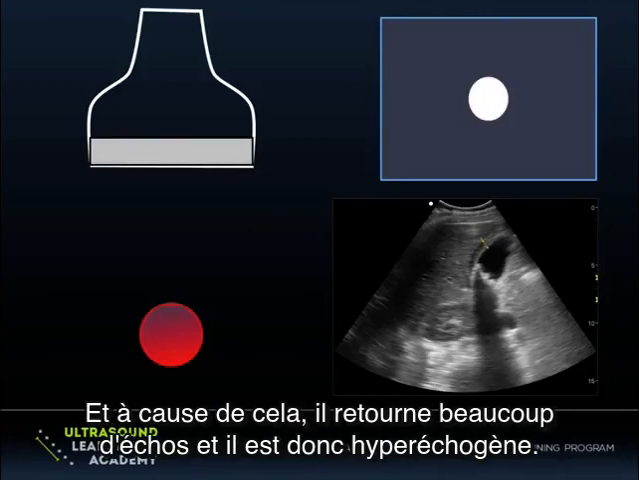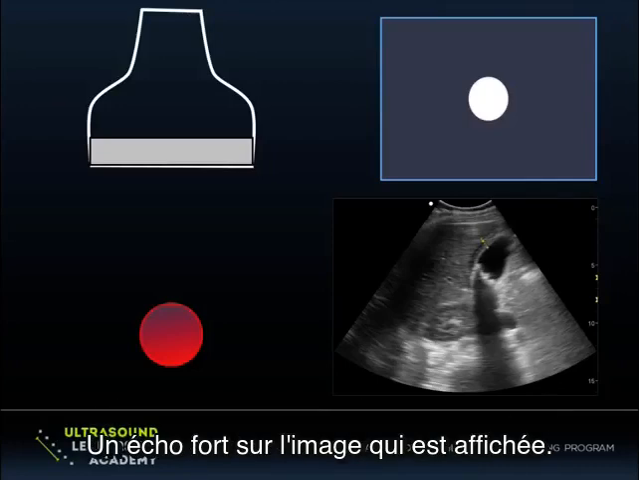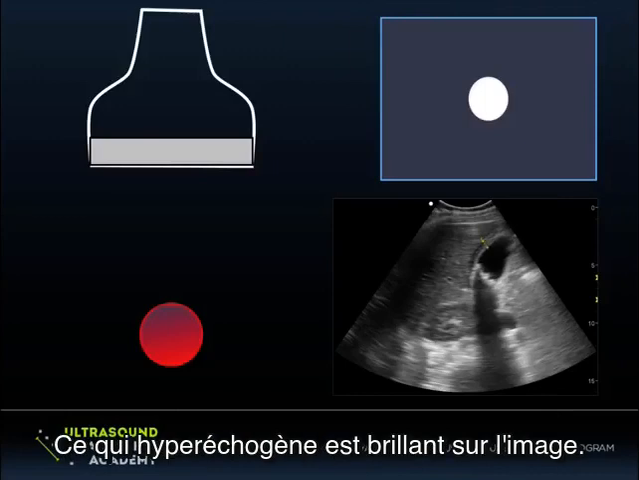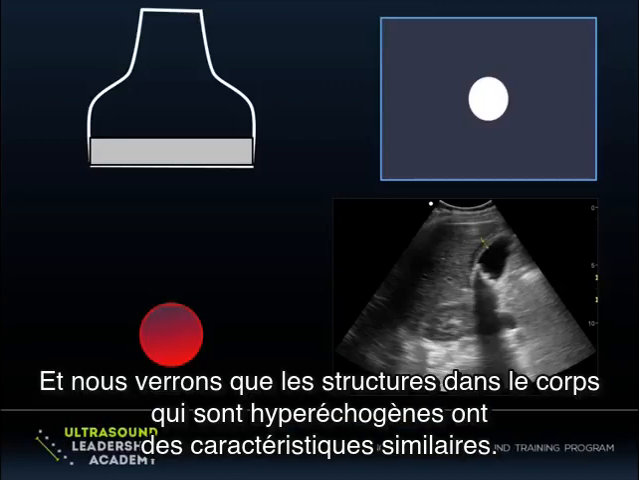And because of that, there's a lot of returning echoes, and it is therefore a hyperechoic, lots of echoes, image that gets displayed. Hyperechoic is bright, or echogenic. Those terms tend to be used interchangeably. And we'll see structures in the body that are echogenic have similar characteristics.